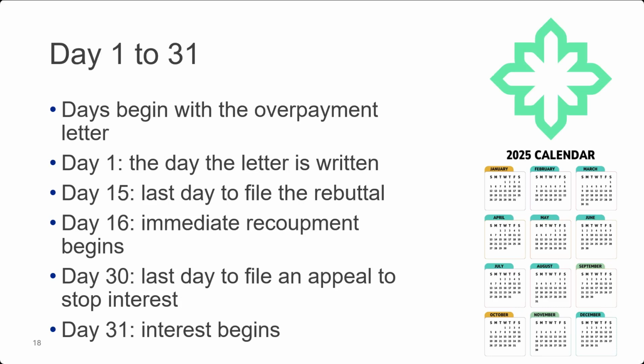Then there is day 30, and this is the last day to file an appeal to stop interest. I want to make it very clear, it's not the last day to file the appeal overall, it's just the last day to file the level 1 appeal to stop interest. So there's a big difference. You get 120 days to file the appeal, but on day 30, it'll stop the interest. On day 31, if we do not have that appeal request, interest will begin.